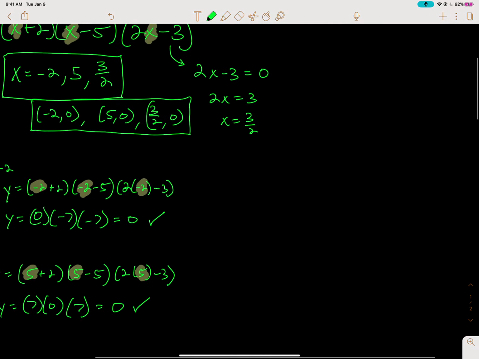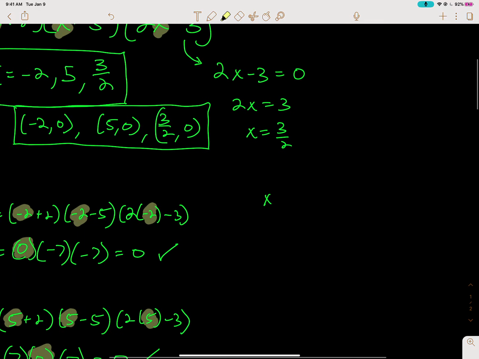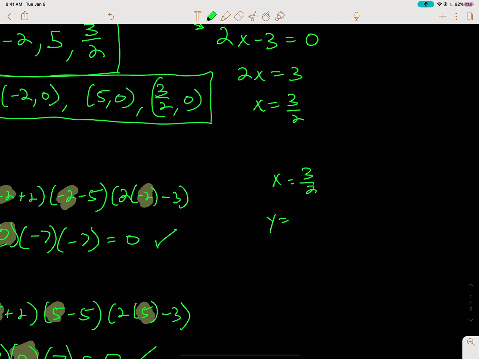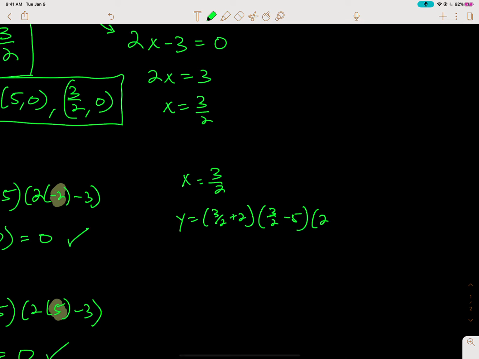And then we can finally check that 3/2 is a solution. You can see that negative 2 made the first factor 0, and 5 made the second factor 0. So it looks like 3/2 will make that third factor 0. So x equals 3/2, we're checking that one. We get y equals 3/2 plus 2, and then 3/2 minus 5, and then 2 times 3/2 minus 3.